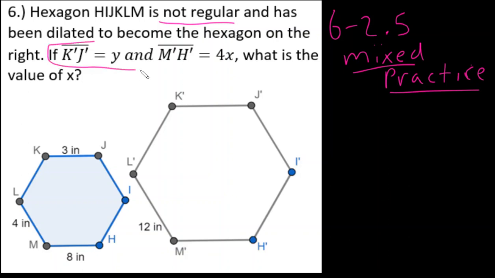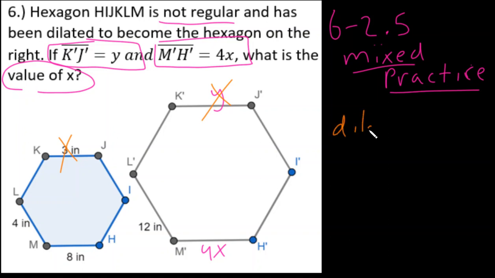It says if K prime J prime is Y, and M prime H prime is 4x, what is the value of x? Well, the first thing I want you to notice, if we're looking for the value of x, we don't care about y. So clearly the important information is down here at the bottom of the hexagon. Now, the other thing we know is that whenever we have similar figures, so if y'all see the word dilated, just understand that that is going to mean similar. It means that there must be a scale factor.